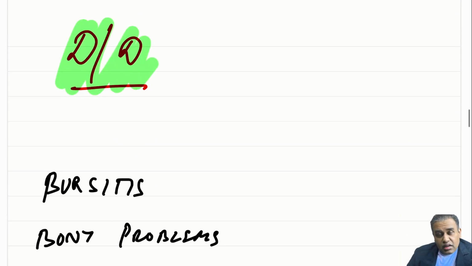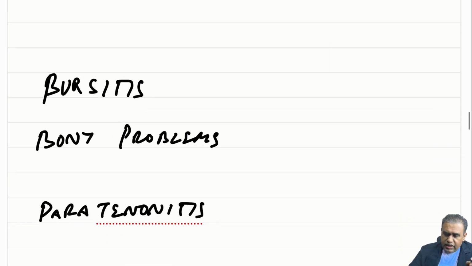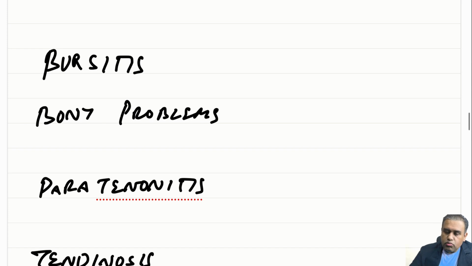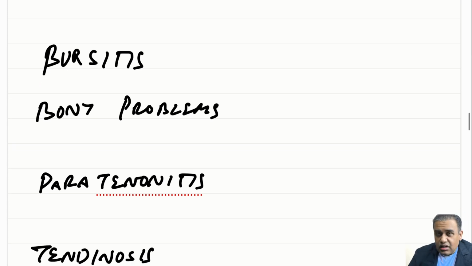Now coming to the DD, the differential diagnosis, there can be many things. But remember, the more common one over here would be bursitis. Why bursitis? Obviously, as the tendon is going into the calcaneus, we have a bursa over there, right? The bursa is there to decrease the friction between the tendon and the bone. So it could be bursitis, or some bony problems around it.